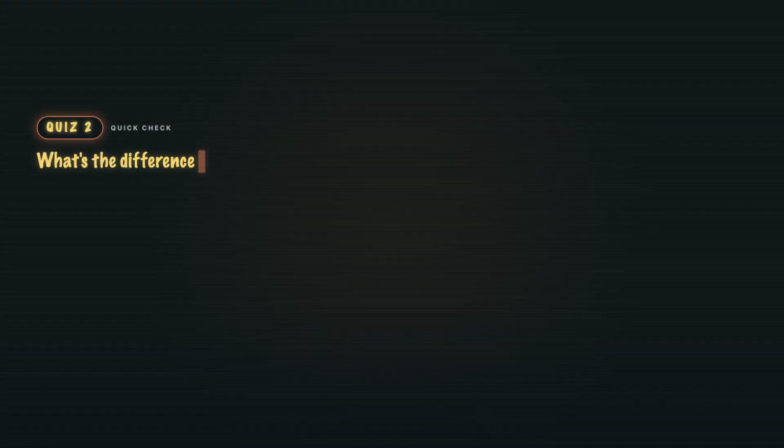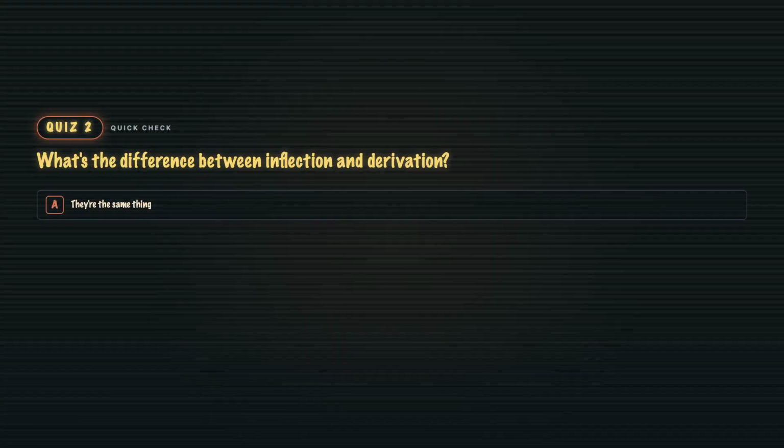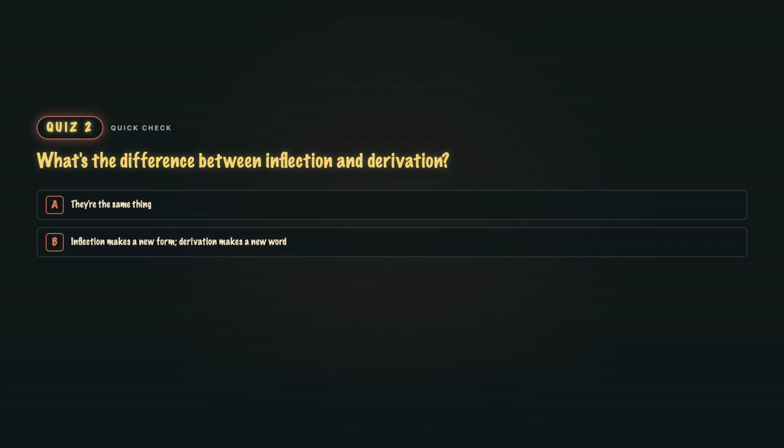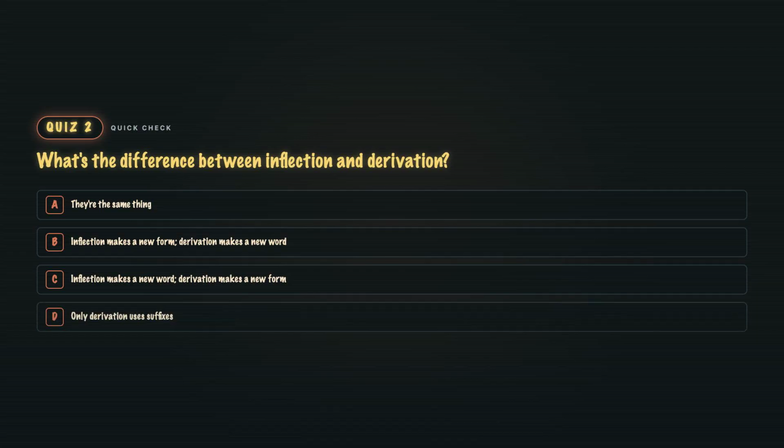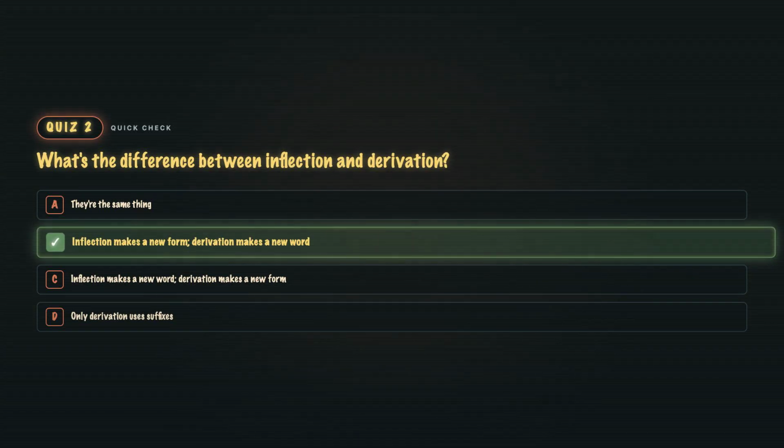Quiz 2. What's the difference between inflection and derivation? A. They're the same thing. B. Inflection makes a new form. Derivation makes a new word. C. Inflection makes a new word. Derivation makes a new form. Or D. Only derivation uses suffixes. B. Inflection bends a word into a different form. Same word. Cat to cats. Derivation creates a brand new word with a different meaning. Believe to unbelievable. That's why cats is one lexicon entry, but unbelievable is its own.